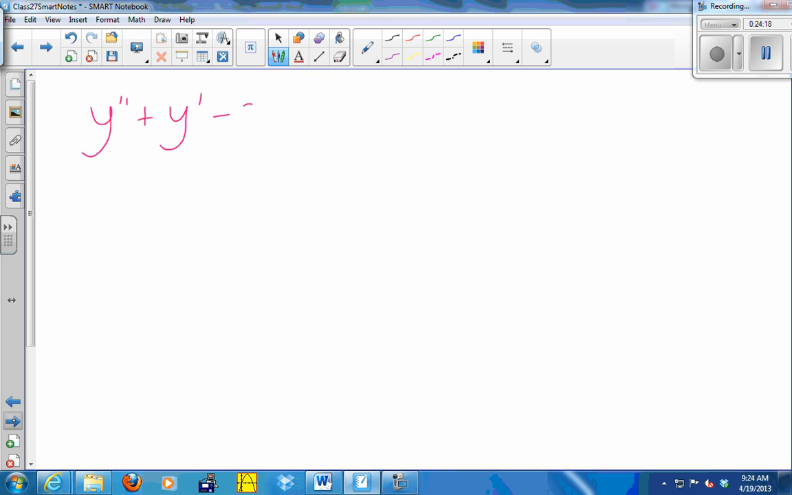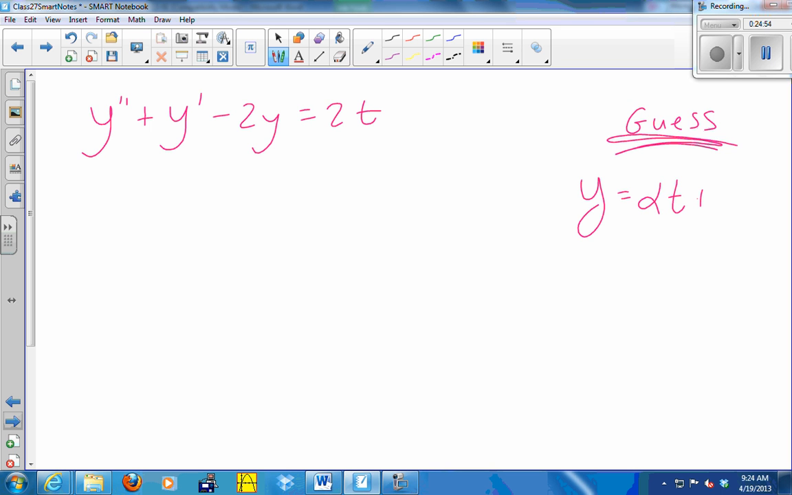Minus 2y. Okay, so we're looking for a function that when we take its derivative, its second derivative, and itself, add them up, we get something linear. As a general rule, your lucky guess usually works if you take a function of the same form as your forcing function. So I'm going to take a linear function. So my lucky guess would be alpha t plus beta.